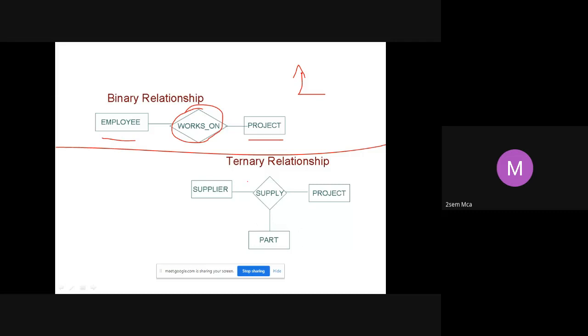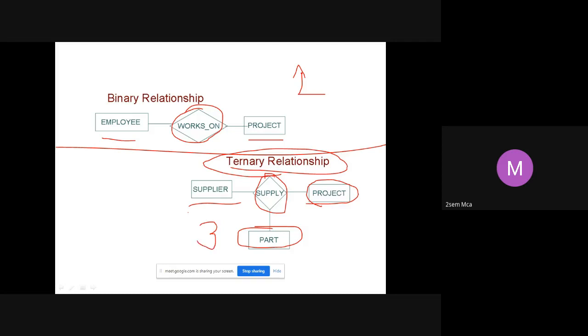Next, let us take an example of a ternary relationship. Ternary means there are 3 entities involved in the relationship. What is the relationship here? Supply. How many entities are involved? You have supplier, which is an entity. Project is an entity which is involved. Part is an entity which is involved. So there are 3 entities involved here, so you call it a ternary relationship.